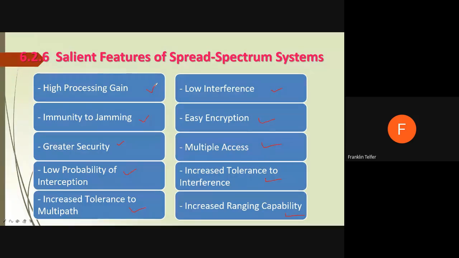And for greater security, since you have this random sequence code, you have greater security. This is the main importance of going to fourth generation and fifth generation mobile phones. They use the salient features of the spectrum for wireless communication.